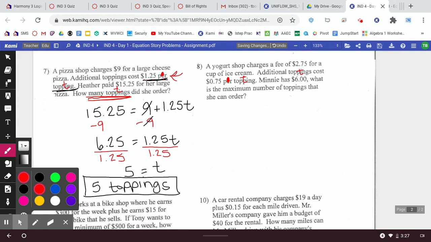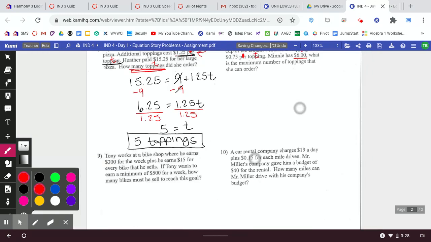it's going to be a decimal. So you're either going to round up or down. And so you need to think about, what does it mean if she only has $6 to spend? If you round up, would that put her over? And if you round down, would that work? So kind of think through that and make sure your answer is so many toppings at the bottom.